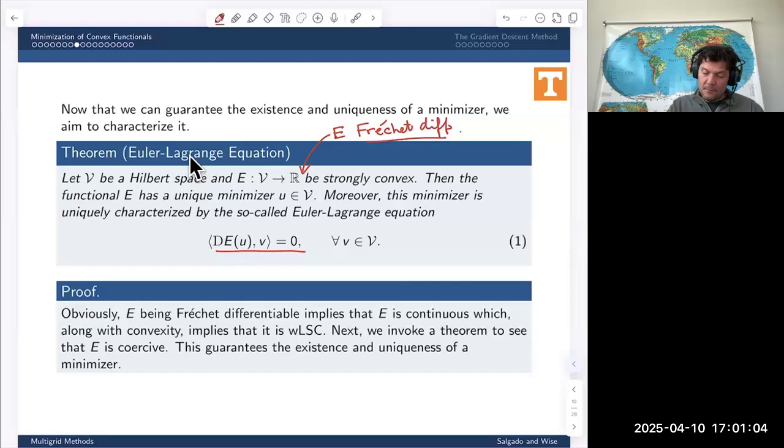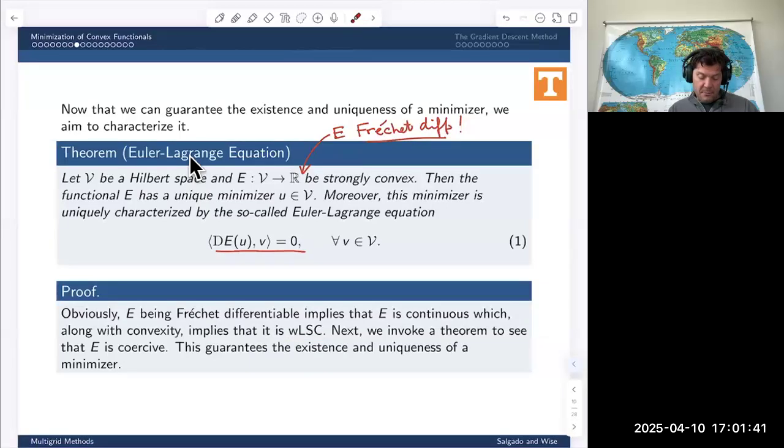Because if it's not, then of course it doesn't even make sense to write that. So let's add that as a hypothesis: E has to be Fréchet differentiable and strongly convex. Now, if E is Fréchet differentiable, as we're now assuming, that implies that it's also continuous, which along with the convexity implies that it's weakly lower semi-continuous. That was the result that we had previously.